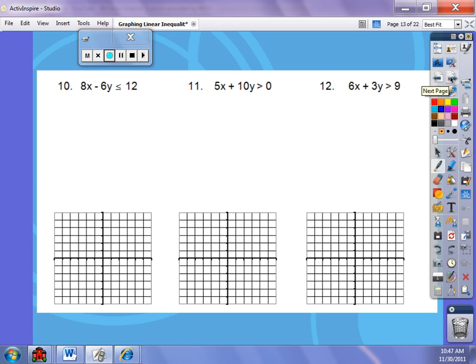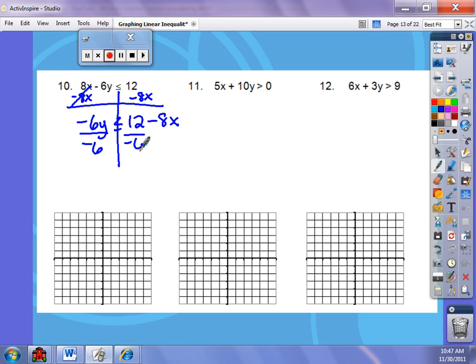Here's one. In number 10, I'm going to move the 8x to the other side. And now I'm going to divide everything in the problem by negative 6. Okay, this cancels. Just like when we solved inequalities, whenever you divide both sides by a negative, you have to flip this sign around. So right now it says less than or equal to. We're going to change that to greater than or equal to.